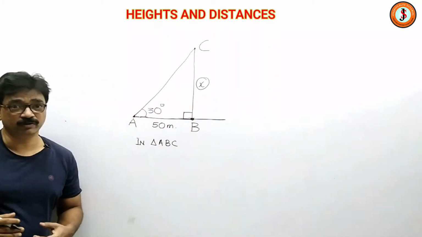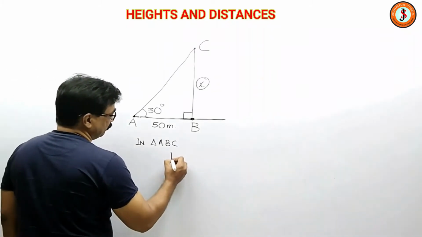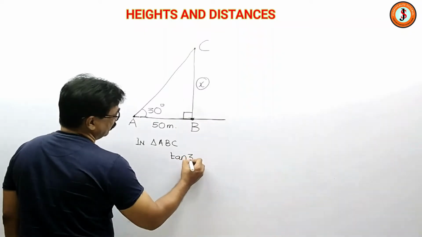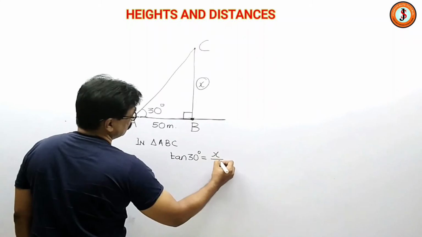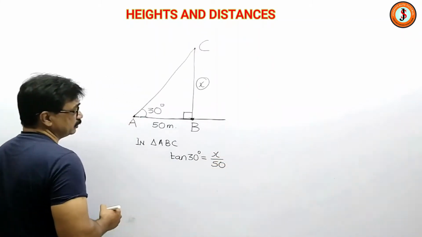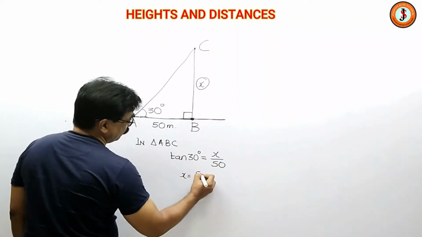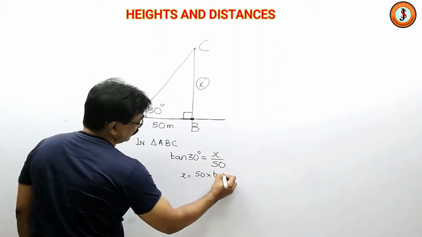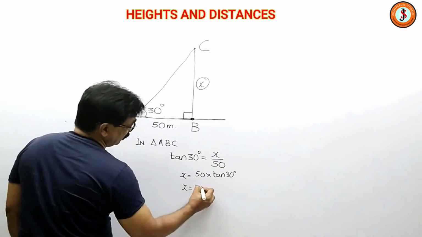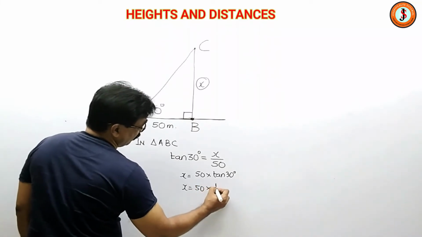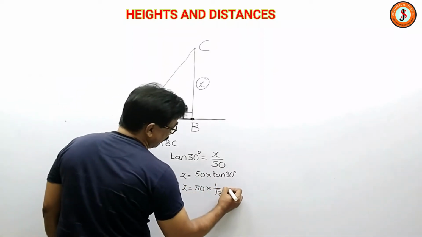So which ratio will be involved? Tan is perpendicular by base. So in triangle ABC, tan 30 will be equal to perpendicular x by base 50, isn't it? So x will be equal to 50 into tan 30. So x is equal to 50 into 1 by root 3. That is the answer in fraction.